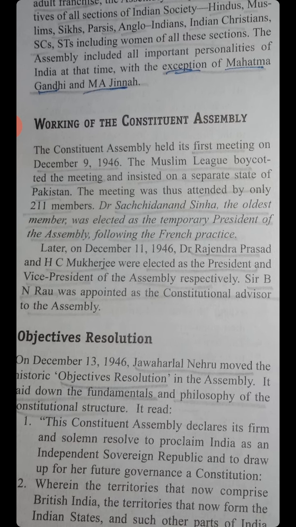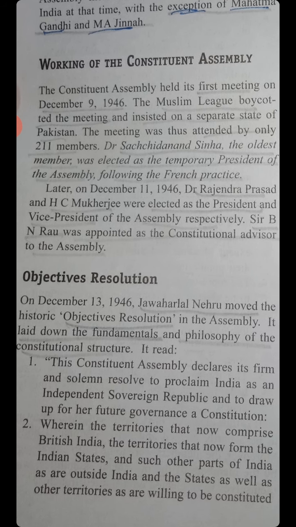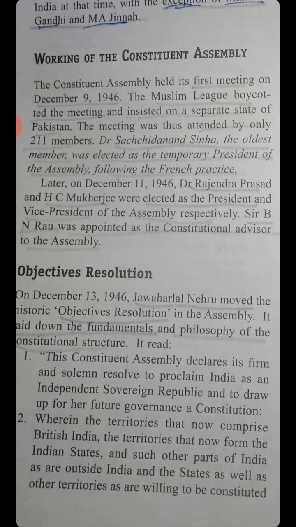Working of the Constituent Assembly. The Constituent Assembly held its first meeting on December 9, 1946. The Muslim League boycotted the meeting and insisted on a separate state for Pakistan. The meeting was thus attended by only 211 members.